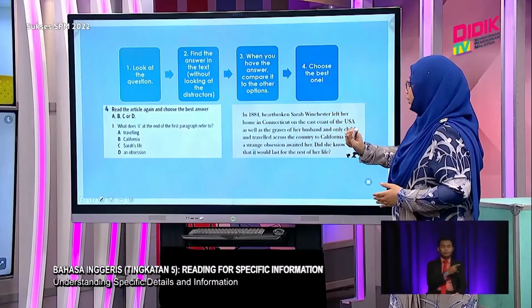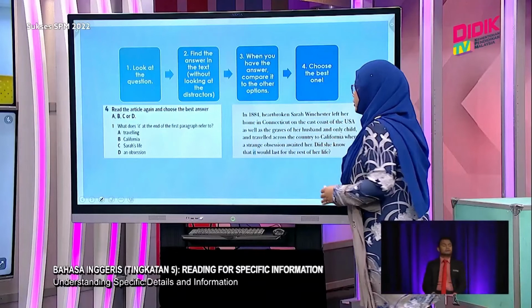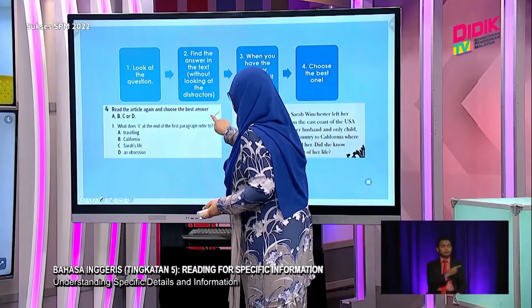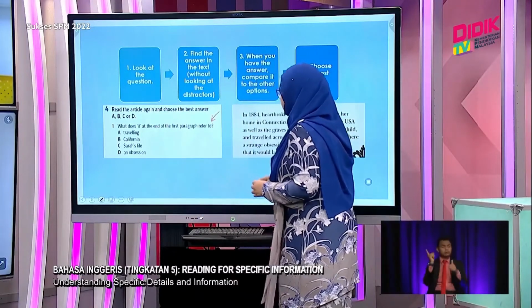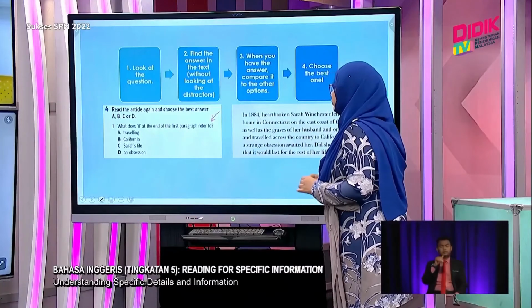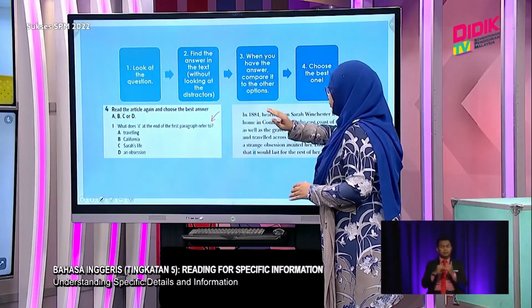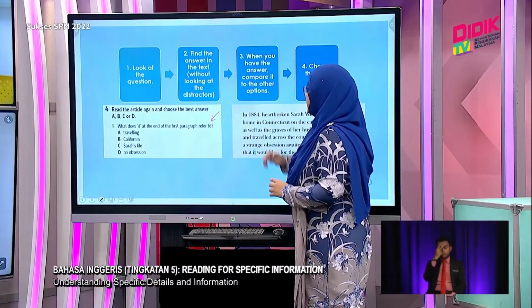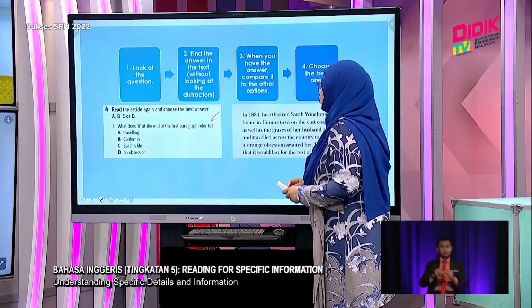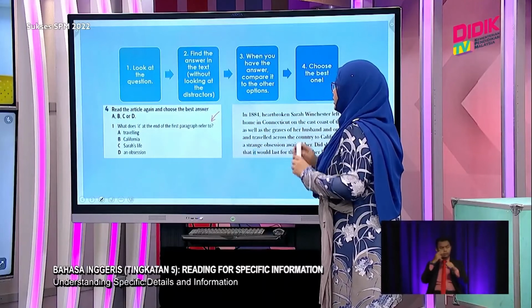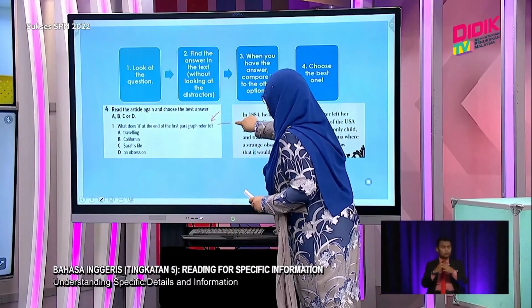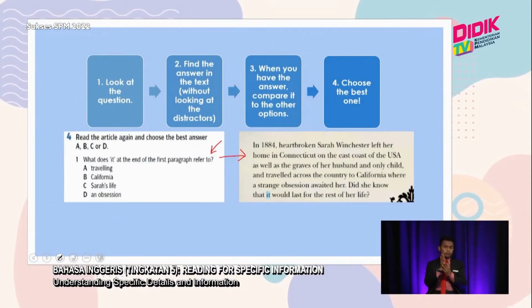Number 1, we need to look at the question. So first, we need to look at this question over here. What does it at the end of the first paragraph refer to? Then, after we have looked at the question, the second step is to find the answer in the text without looking at the distractors. Meaning, after this, you go straight to the text. Do not look at A, B, C, D yet. So number 3, when you have the answer, compare it to the other option. So we have to find the answer in the text.